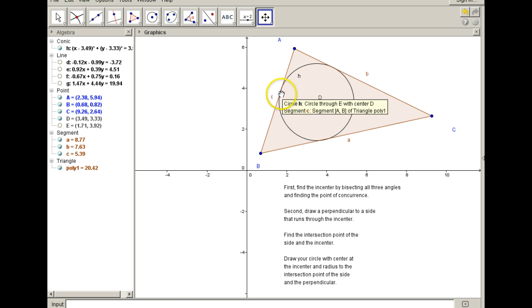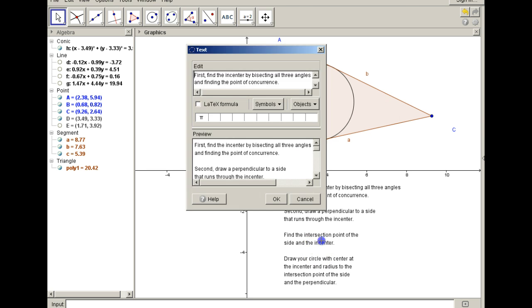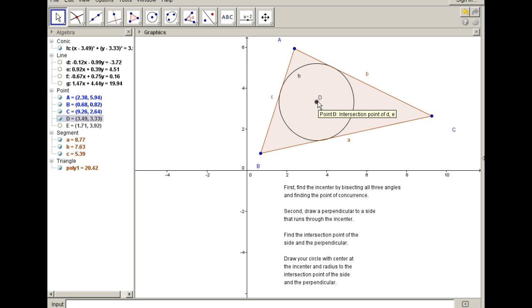Then I found the intersection point between the side and the perpendicular. And then I drew my circle with my center at the incenter, and the radius to the intersection point, which in this case was E, right? That was on this perpendicular. Okay, so there we go. That's how we did it.